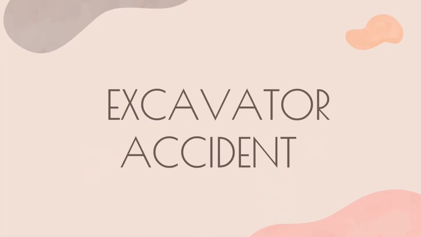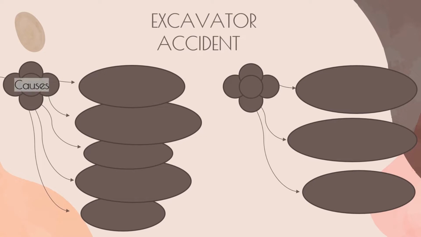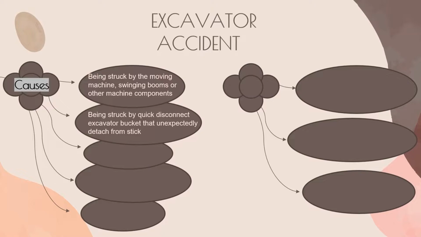Excavator accident. During the period 1992 to 2000, National Institute for Occupational Safety and Health identified a few common causes of injury from an excavator accident. The first cause is being struck by the moving machine, swinging booms, or other machine components. Number 2, being struck by quick disconnect excavator bucket that unexpectedly detached from stick. Number 3, rollovers. Number 4, machines sliding into trenches after cave-in. And number 5 is electrocutions.